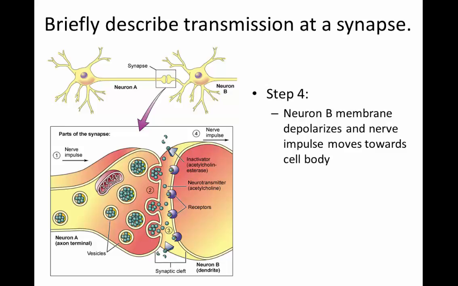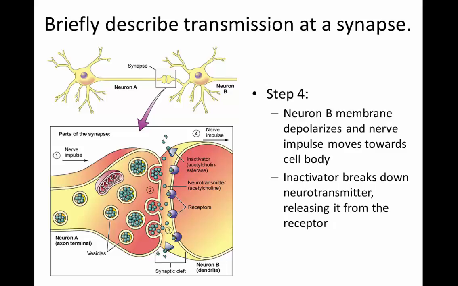The last part of step 4 is once the signal has actually been sent along on that second cell, an inactivator breaks down the neurotransmitter. And so we can see that at the top of neuron B's dendrite here, where we have the inactivator, acetylcholinesterase, breaking down the neurotransmitter acetylcholine that was released from neuron A once the nerve impulse continued on neuron B.